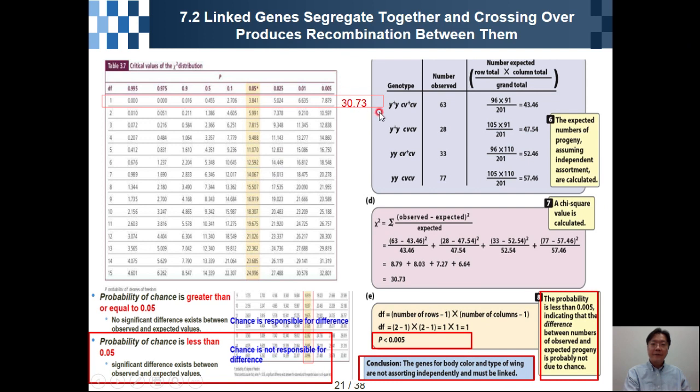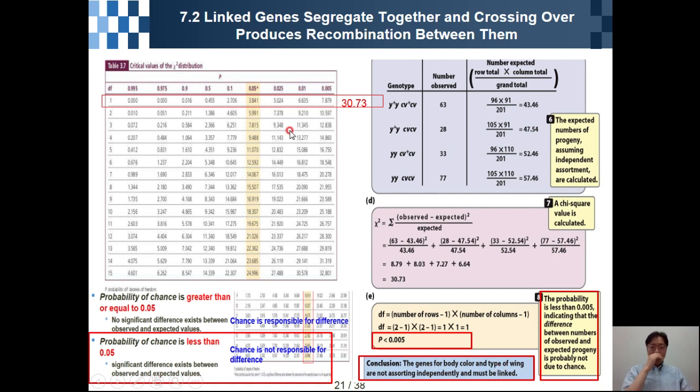Okay. Next, the degrees of freedom is 1, and the chi-square value is located maybe here. This means that P is less than 0.005. If the probability P is less than 0.05, it means that chance is not responsible for the difference. So it means that the gene for body color and the gene for the type of wing are not assorting independently. They must be linked. So this is the conclusion.